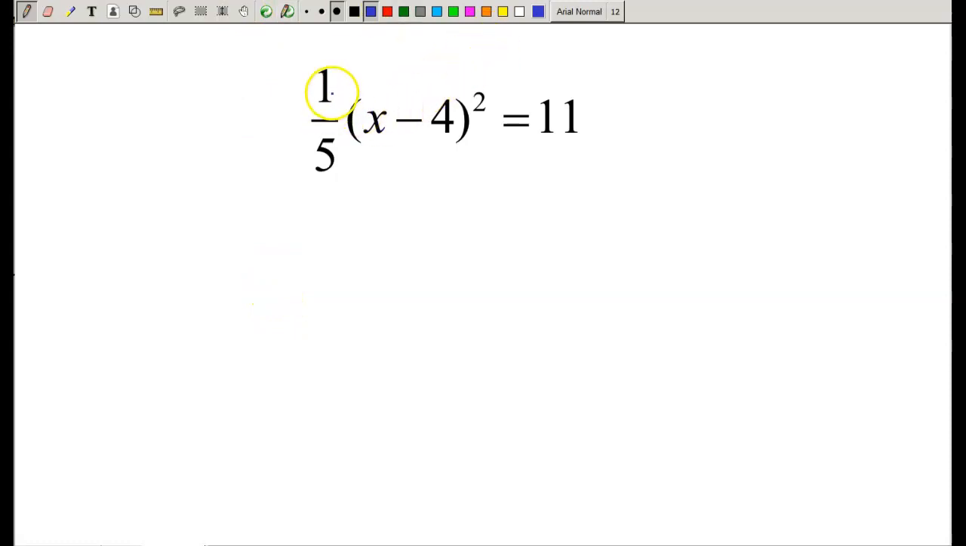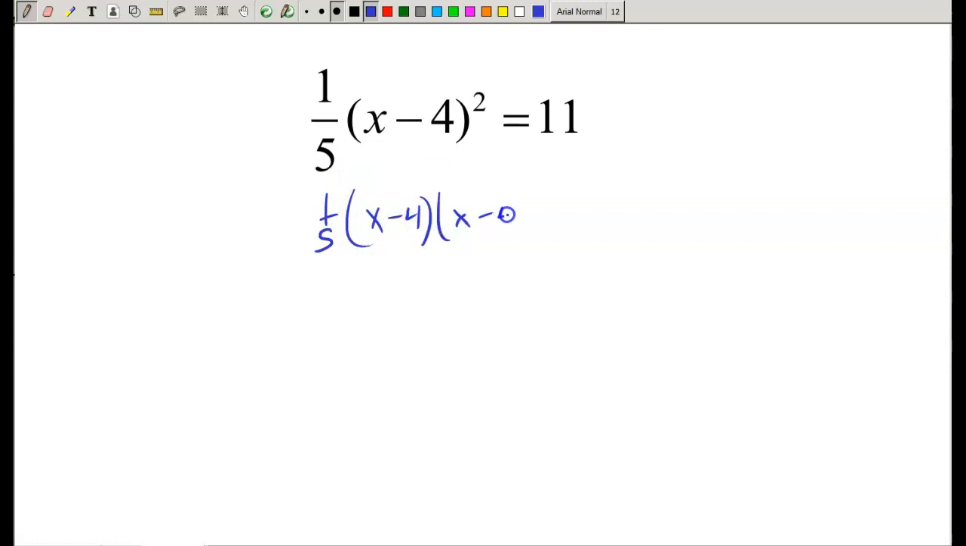So this one right here, we have 1/5 times (x minus 4) squared equals 11. So what do we want to do here? If I were to give this to you, a lot of people would immediately want to start to FOIL or distribute this.